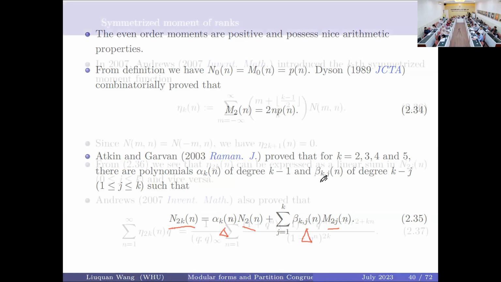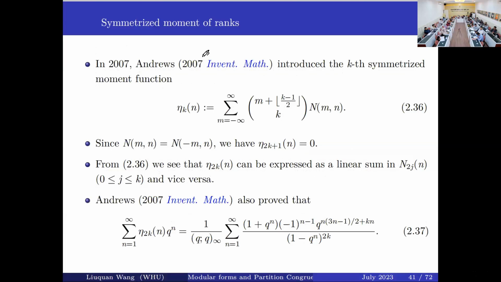Then around 2007, George Andrews introduced the kth symmetrized moment function. In the original definition, if you still remember, it is defined by m to the kth power times capital N(m,n). But now Andrews replaces this part by a binomial coefficient. Then again, since capital N is an even function with respect to m, we can still prove that the odd order moments are all zero.